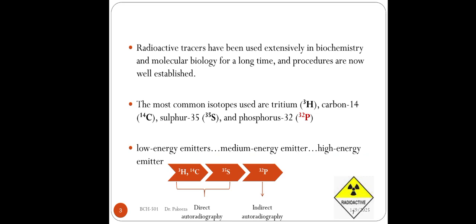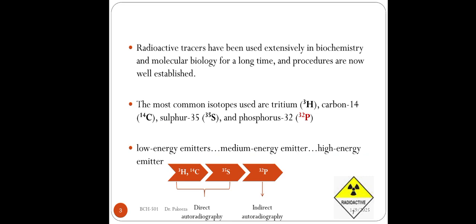Anyhow, in the past, when they were used, the most common isotopes were tritium, carbon-14, sulfur-35, and phosphorus-32. We can classify them as low energy emitters, medium energy emitters, and high energy emitters. Among the low energy emitters are tritium and carbon-14, whereas the medium energy emitter is sulfur-35 and the high energy emitter is phosphorus-32.